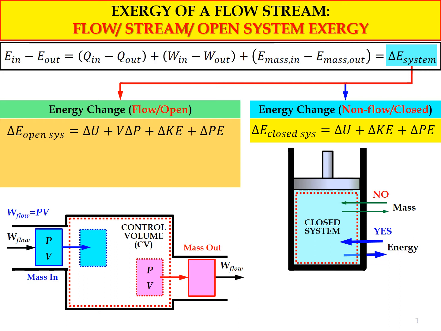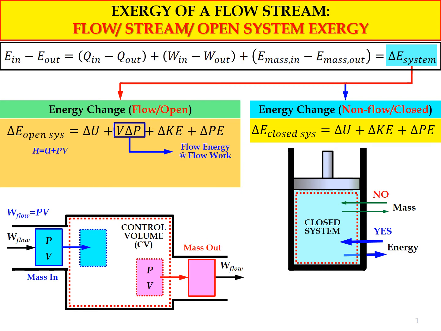Okay, so now if we implement this concept, we will have the formula for delta E for the open system actually equal to delta U, internal energy difference, plus V delta P plus delta KE, kinetic energy difference, plus delta PE, potential energy difference. Okay, so the term V delta P, if you look in the schematic diagram, this term represents the flow energy or flow work that we discussed in the schematic diagram.